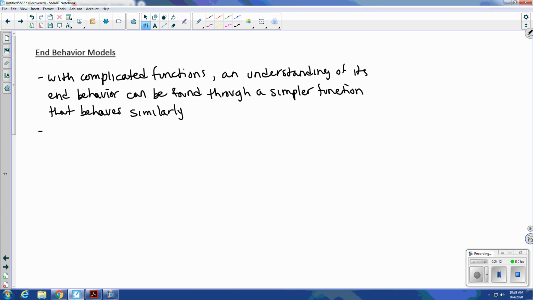So here's how you identify an end behavior model for a function. To identify, determine the term that dominates the function. And how are you going to do that? Well, I'm sure you guessed it. You're going to look at that function hierarchy again.